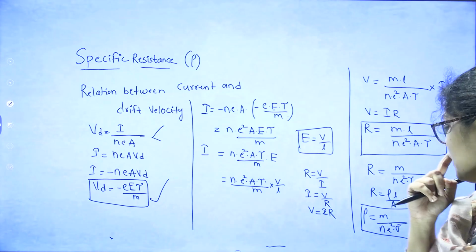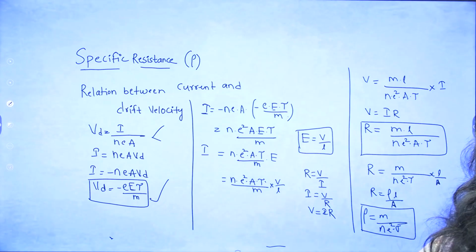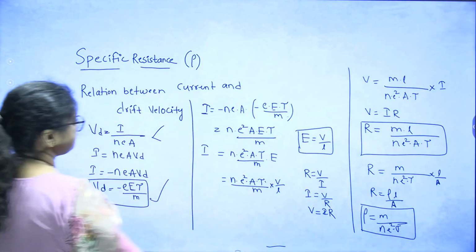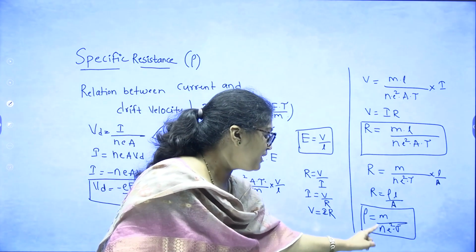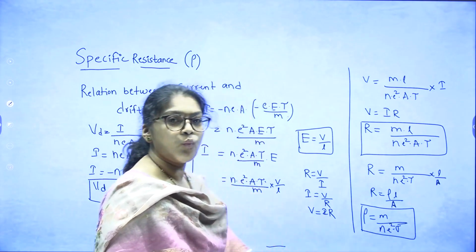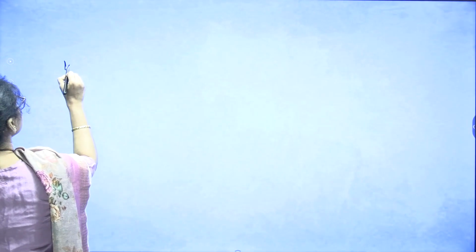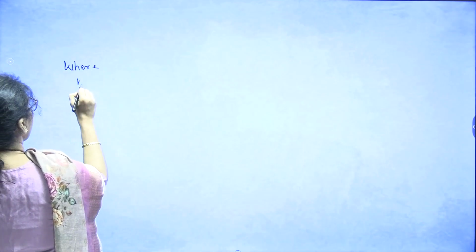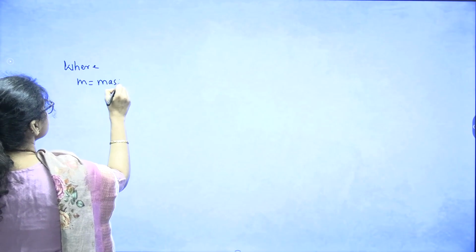Now, what is m? You observe the equations and formulas. m is the mass of the electron. e is the charge of the electron. Then what is small n? The number of free electrons in unit volume. So have a glance over this: rho is equal to m by n e square tau. Clear? Next. m is the mass of the electron.